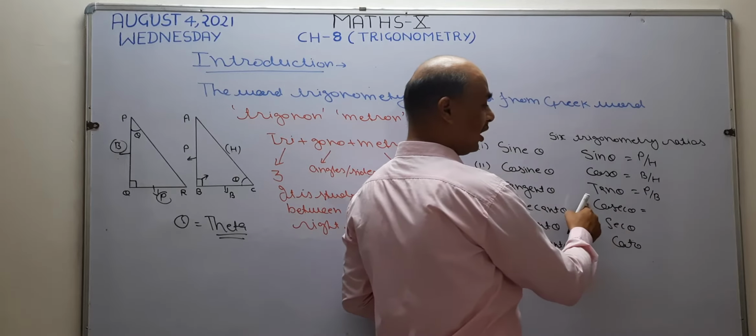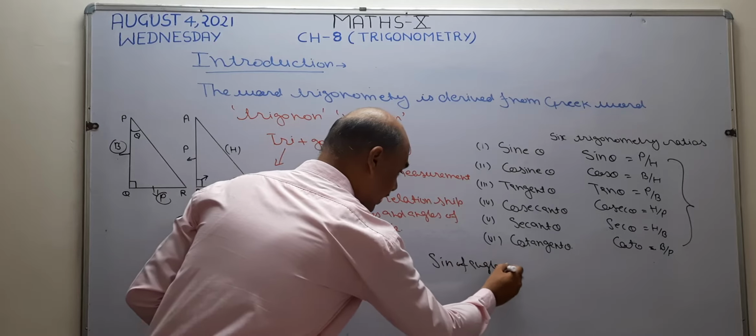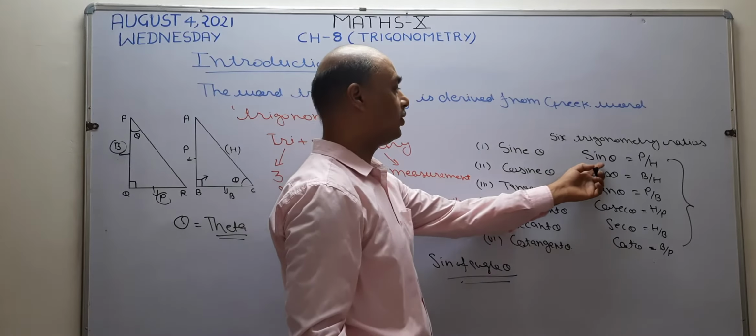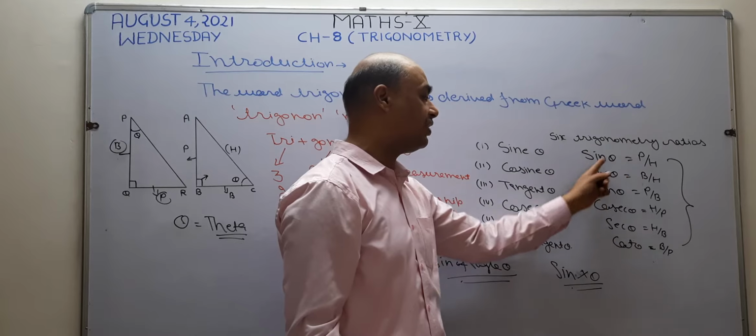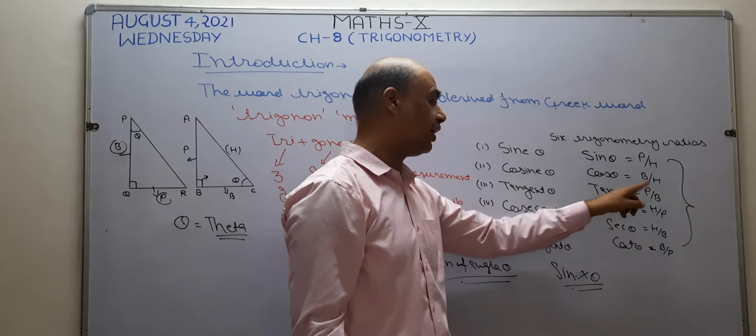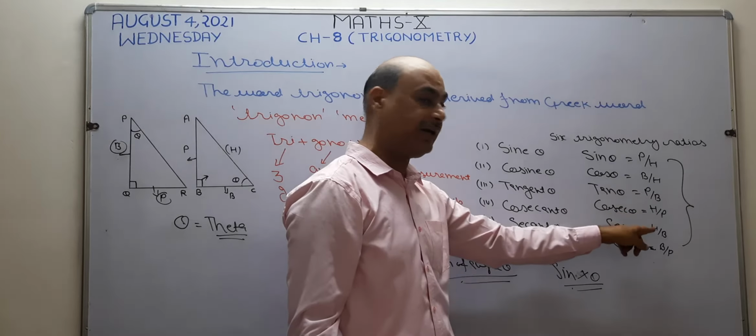The abbreviation sin theta means sine of angle theta. It is not sine into theta; it is not the product of sine and theta. It is sine of angle theta. Is it clear? This is not sine into theta. This is sine of angle theta. Similarly, this is cos of angle theta, this is tangent of angle theta, this is cosecant of angle theta, this is secant of angle theta, and similarly this last one is cot of angle theta.